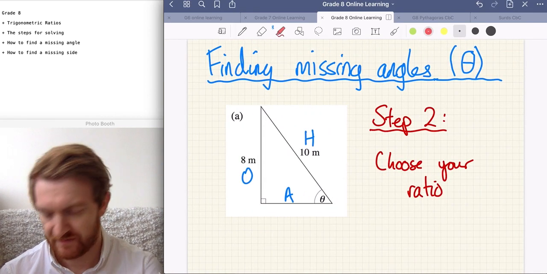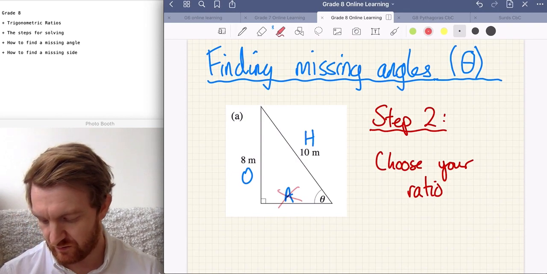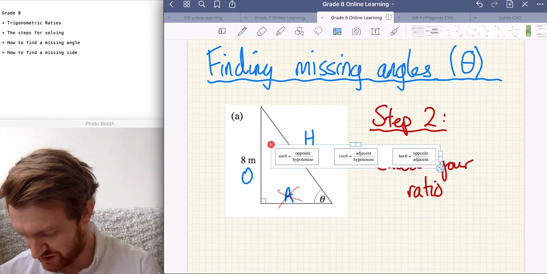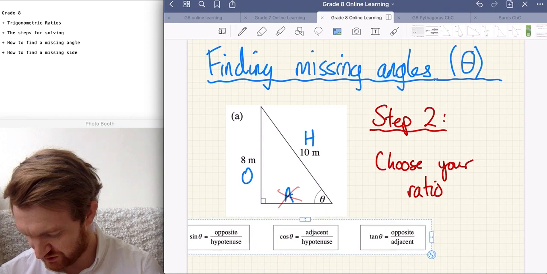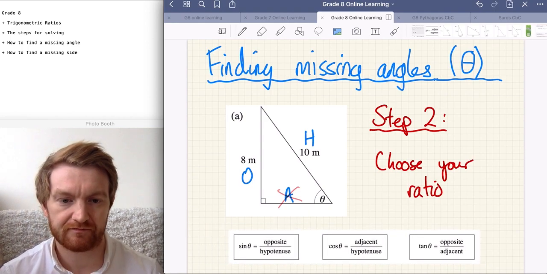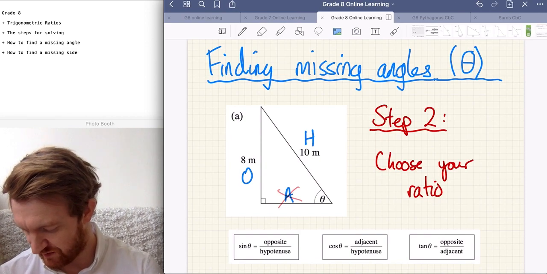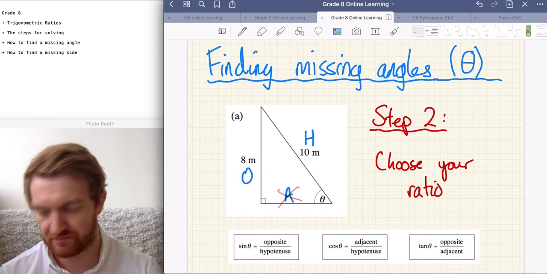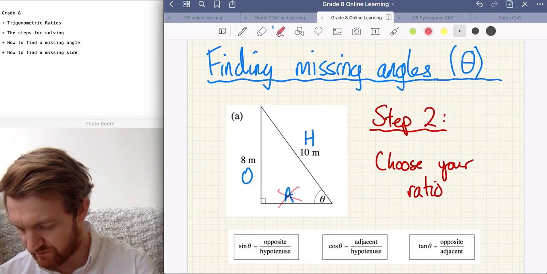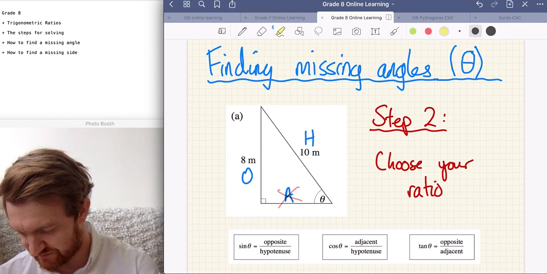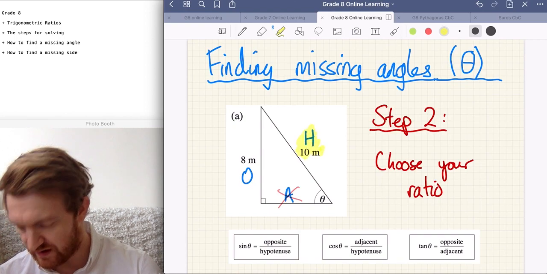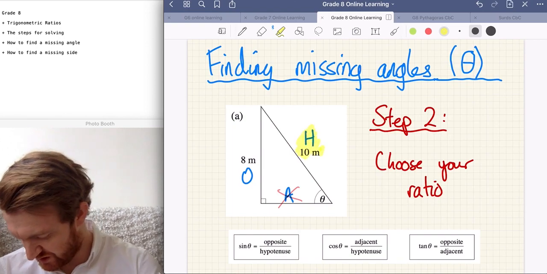Next, we're ignoring the adjacent, so we're going to choose our ratio. Remember, we've got 3 options to choose from. So we look at the information we have. We have an opposite, and we have a hypotenuse. The easy way to do this, let's highlight it. Let's start with the hypotenuse. That's going to be involved in my question, so at the moment I've got 2 options.